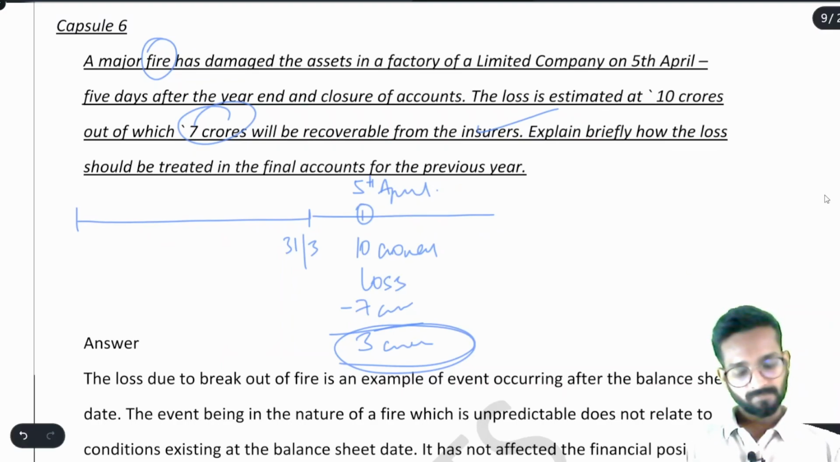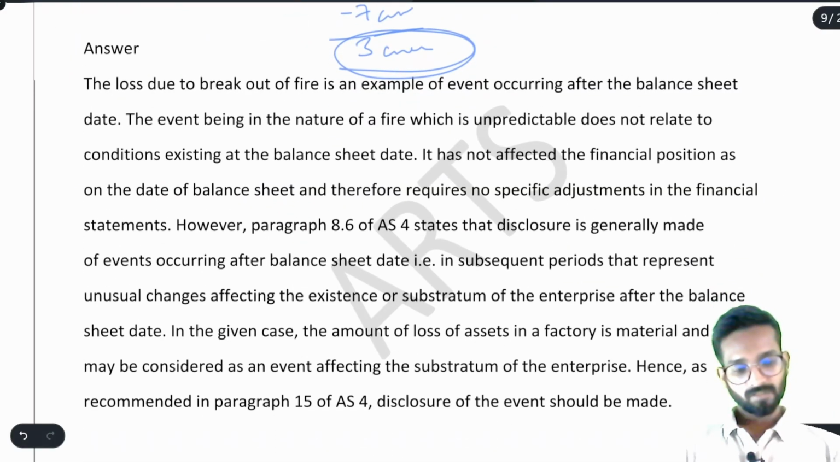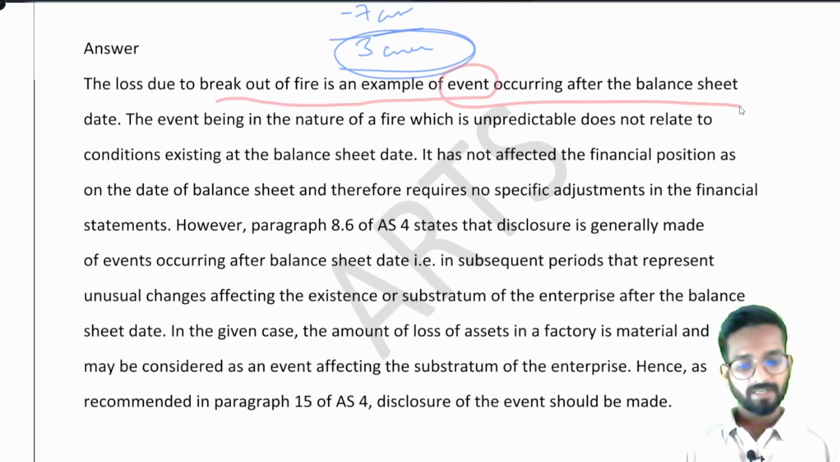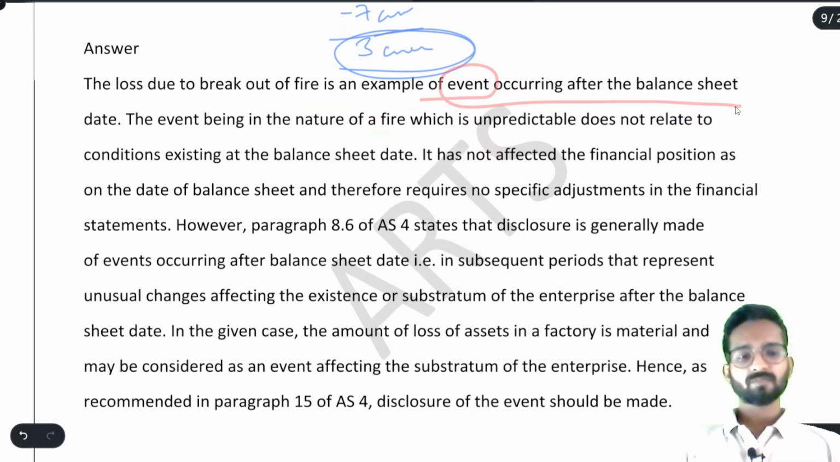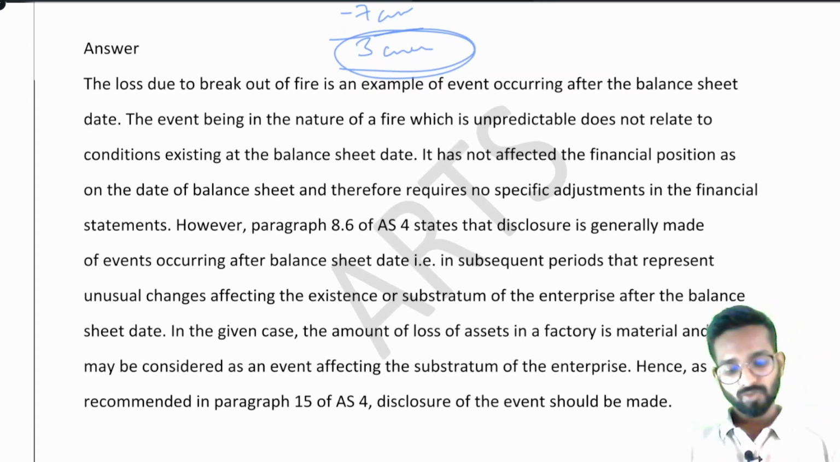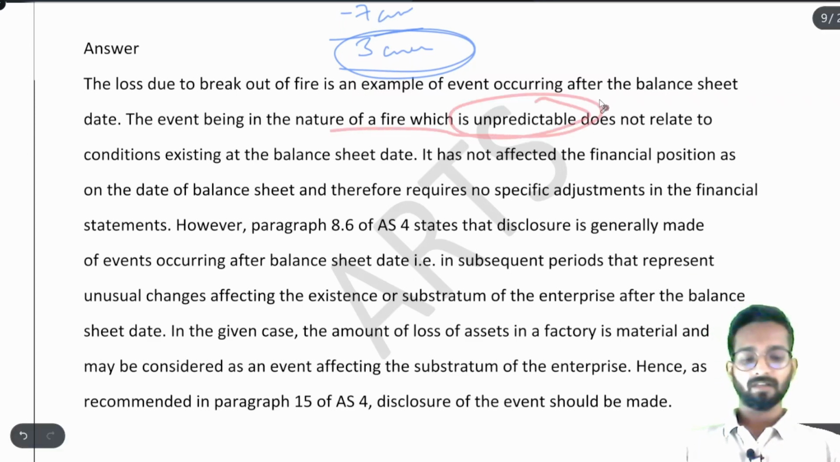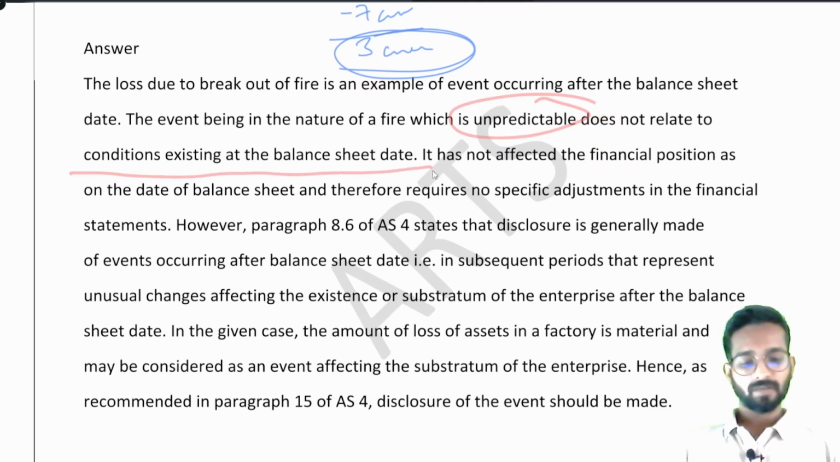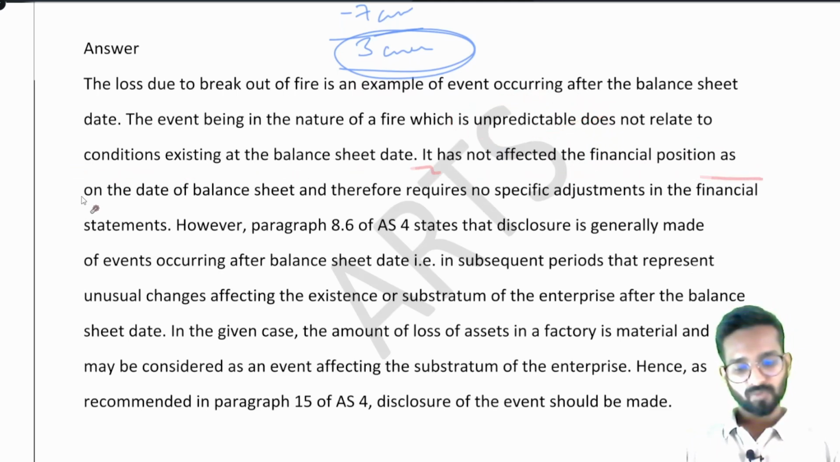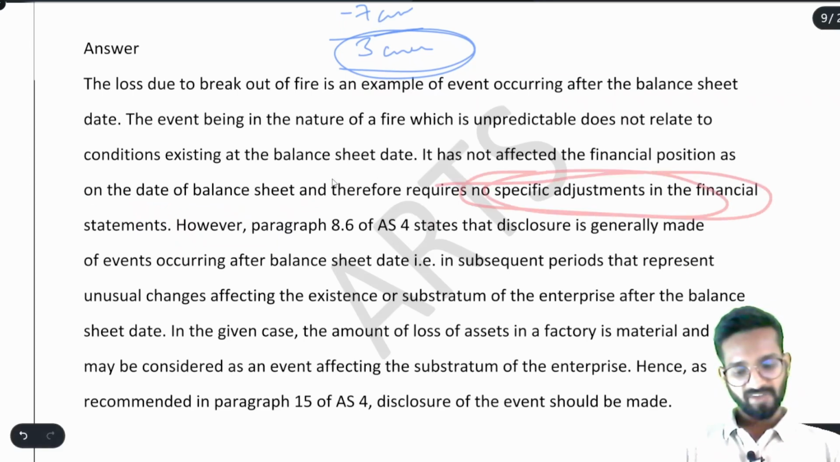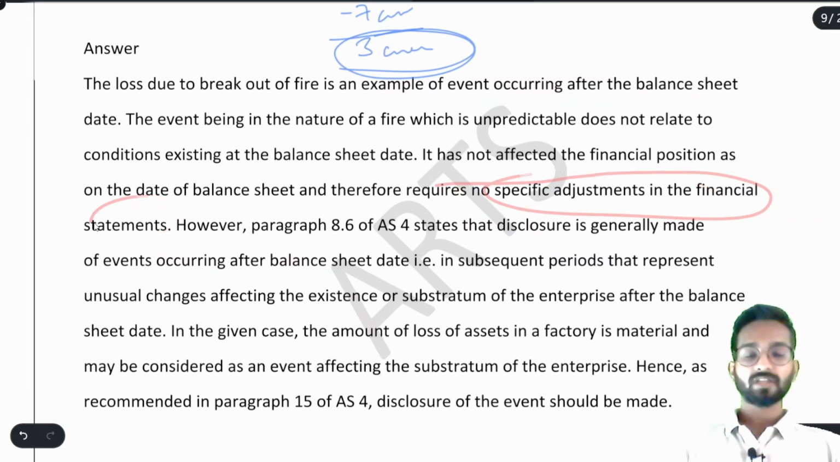See, the loss due to breakout of fire is an example of an event occurring after the balance sheet date. Now understand this. On 31st March, no management can say, okay, we think that there will be a fire in the future. Nobody can expect fire in the future. The event, being in the nature of a fire which is unpredictable, does not relate to conditions existing at the balance sheet date. It has not affected the financial position as on the balance sheet, and therefore it requires no specific adjustment in the financial statements. It is not an adjusting event.